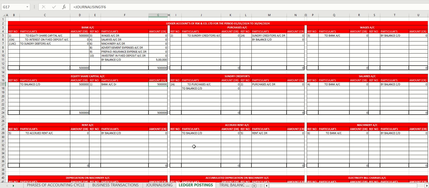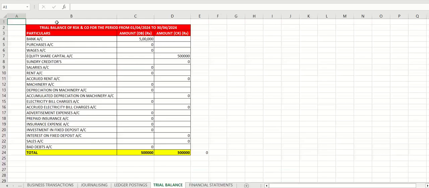Now let's see how these amounts would get reflected in the trial balance. See, bank account got updated with an amount of 5 lakhs, and my equity share capital account got updated with an amount of 5 lakhs. As everybody is aware, equity share capital account normally shows with a credit balance.